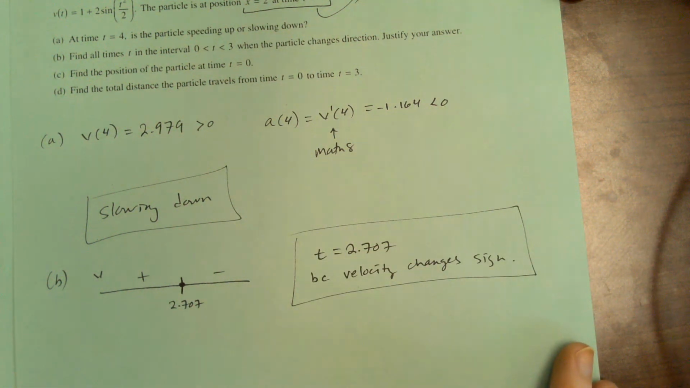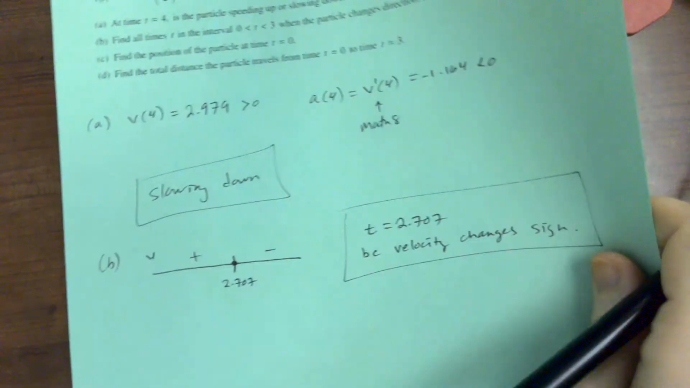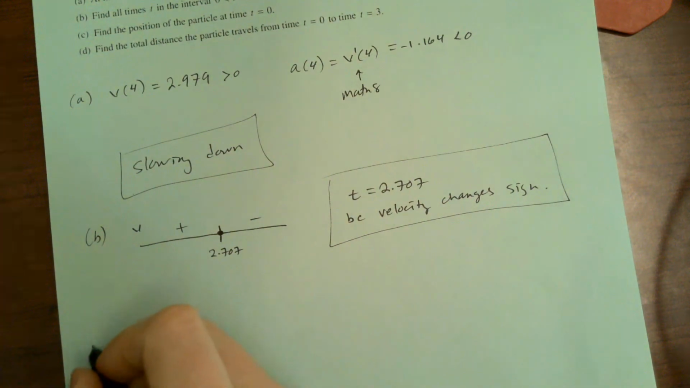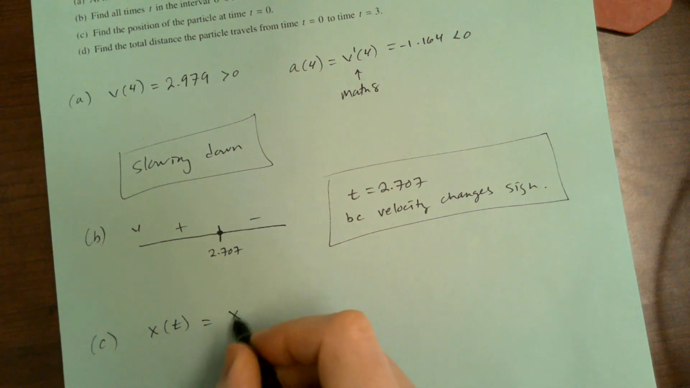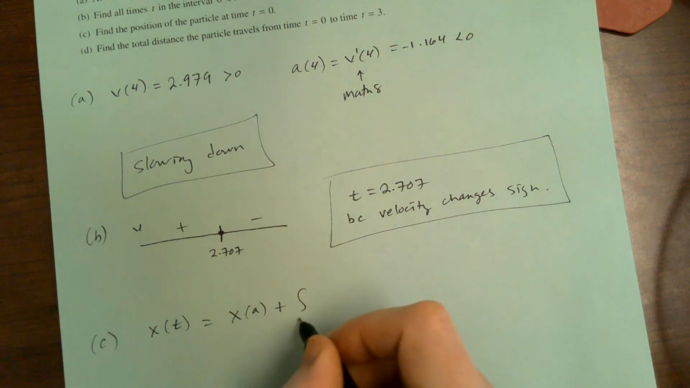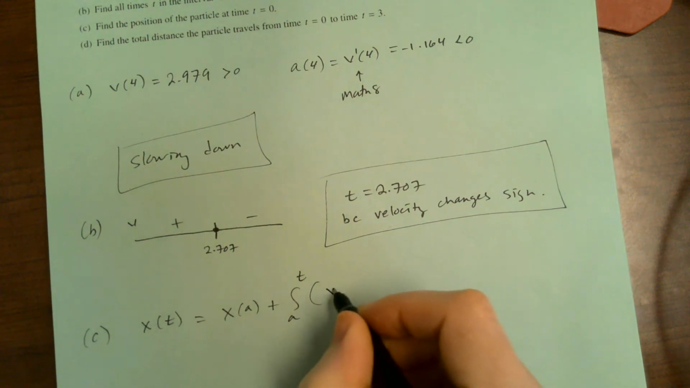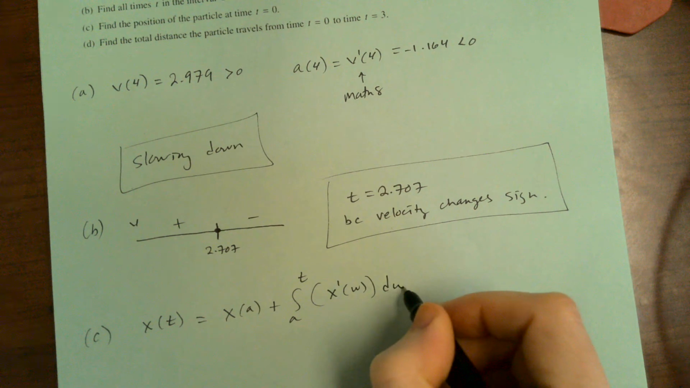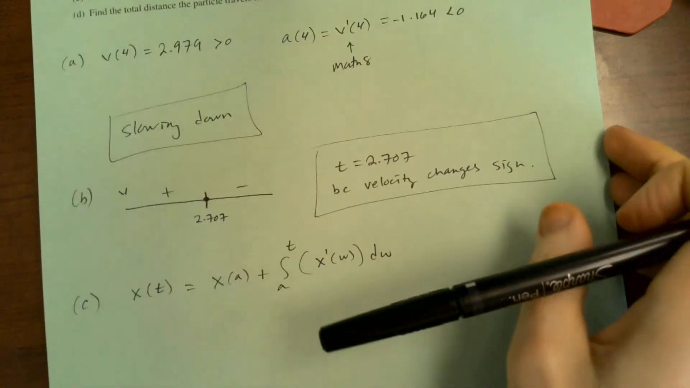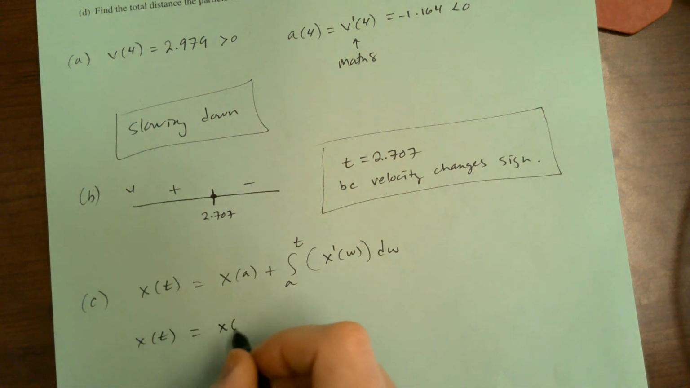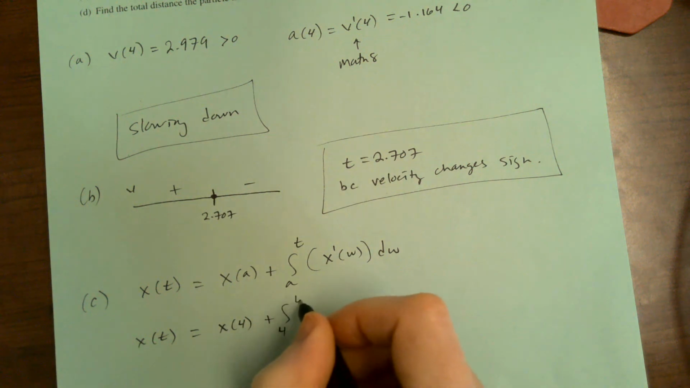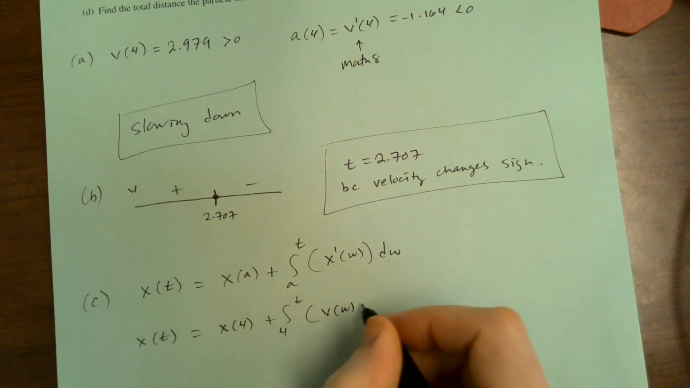Now part C, find the position of the particle at t equals 0. Guys, this antiderivative with an integral formula, you really need to know this. On the AP test, you're going to have to use this all the time. So x at any time t, I can find if I know x of some number, plus the integral from that number to t of x prime of w dw. Now they told me x of 4 is 2. So x of t is going to be x of 4 plus the integral from 4 to t. x prime is velocity.